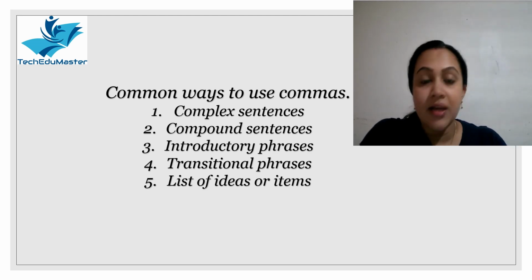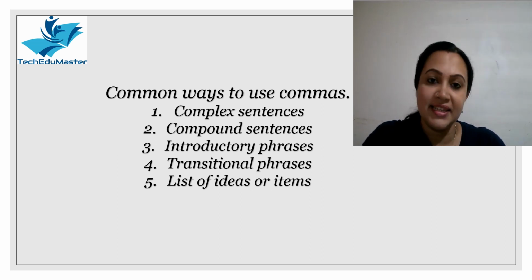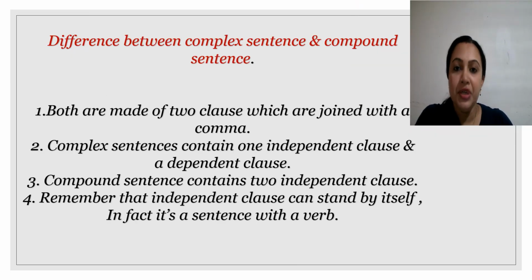First, we can see what a compound sentence and a complex sentence are. What is the difference between them? Both these sentences are made of 2 clauses, and these 2 clauses are joined with a comma. What do we mean by clauses? Clauses means you will be writing 2 sentences, either an independent sentence or a dependent sentence.